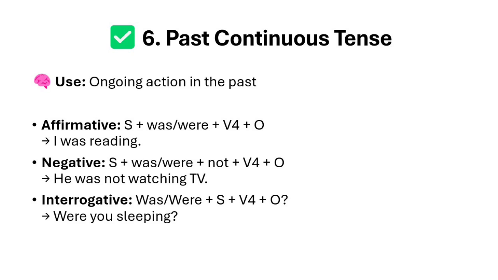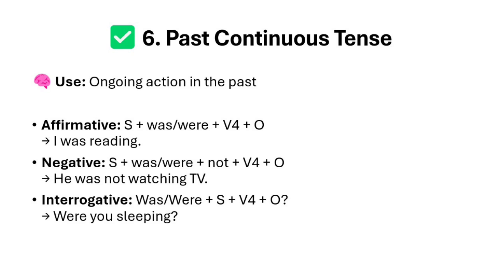Example, I was reading a book. Negative sentence structure. Subject plus was or were plus not plus fourth form of verb plus object. Example, he was not watching TV. Interrogative sentence structure. Was or were plus subject plus fourth form of verb plus object. Example, were you sleeping? Here object is optional. Here I have not added object in the examples.